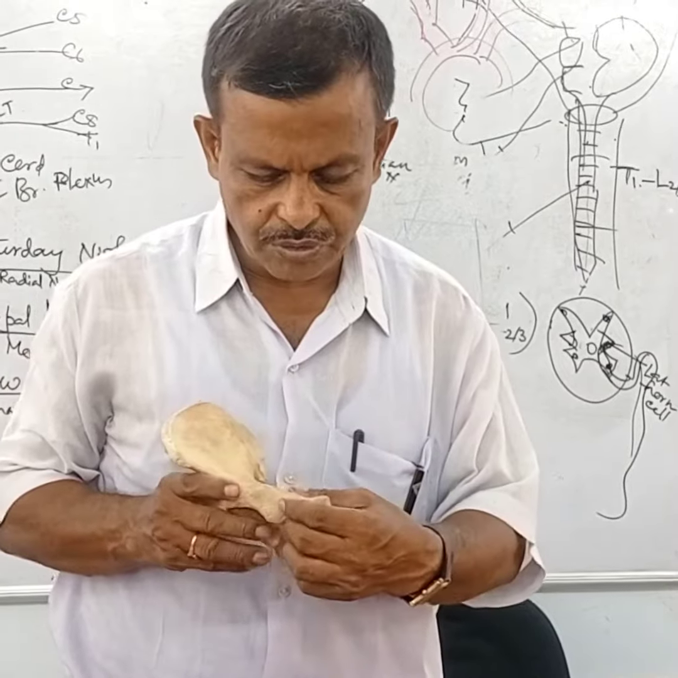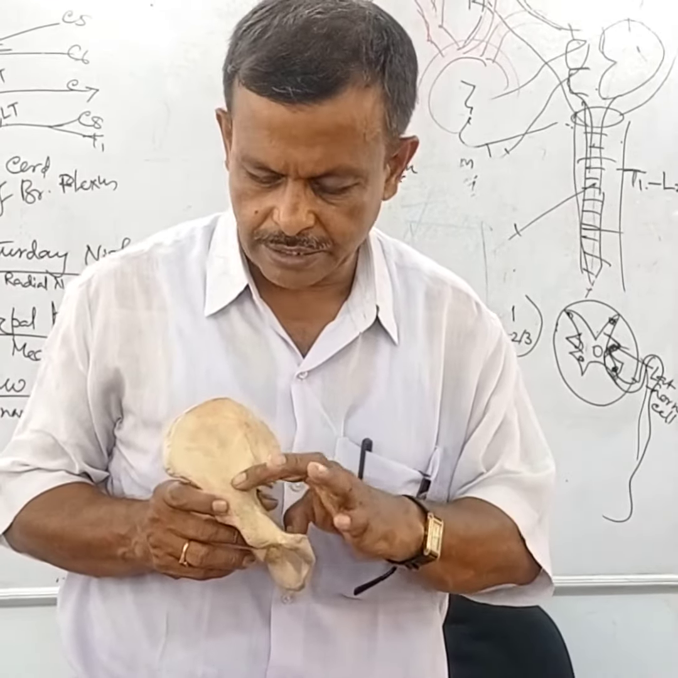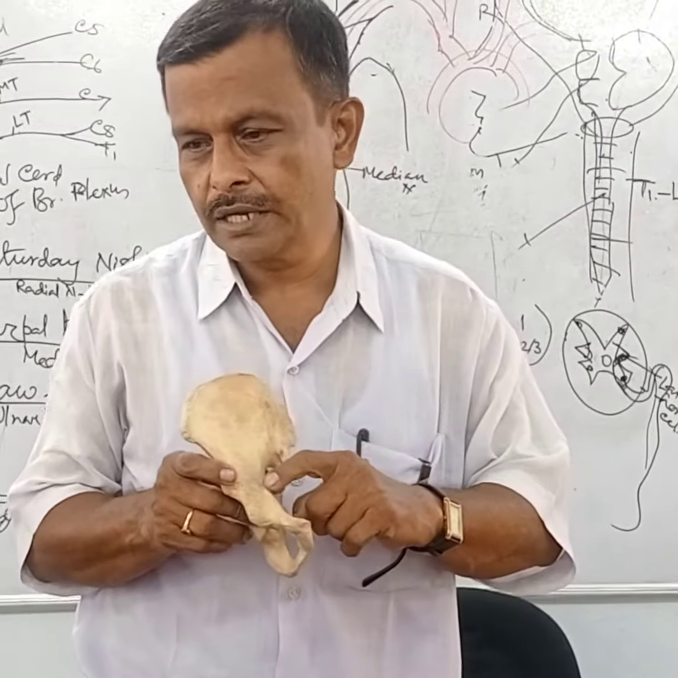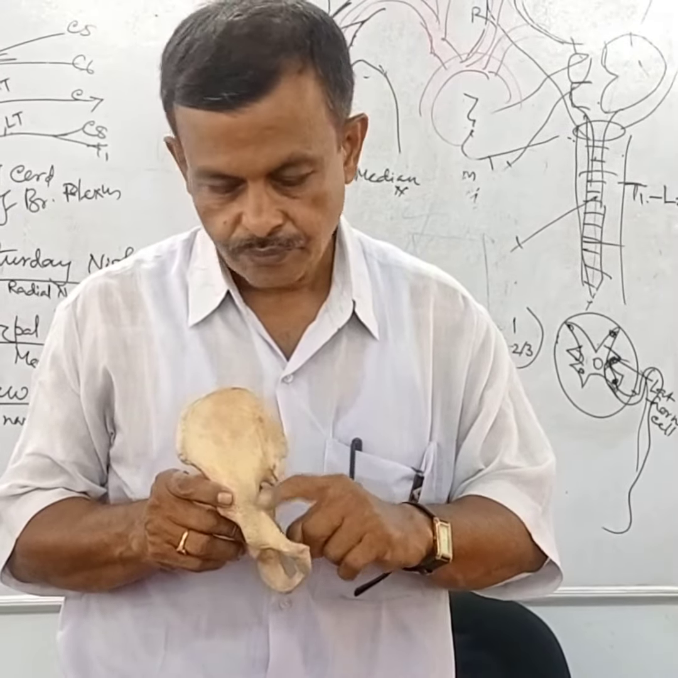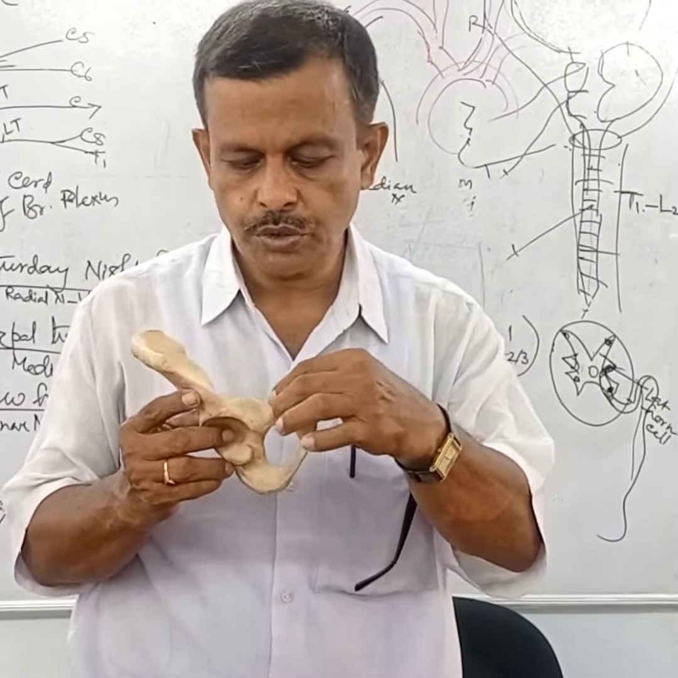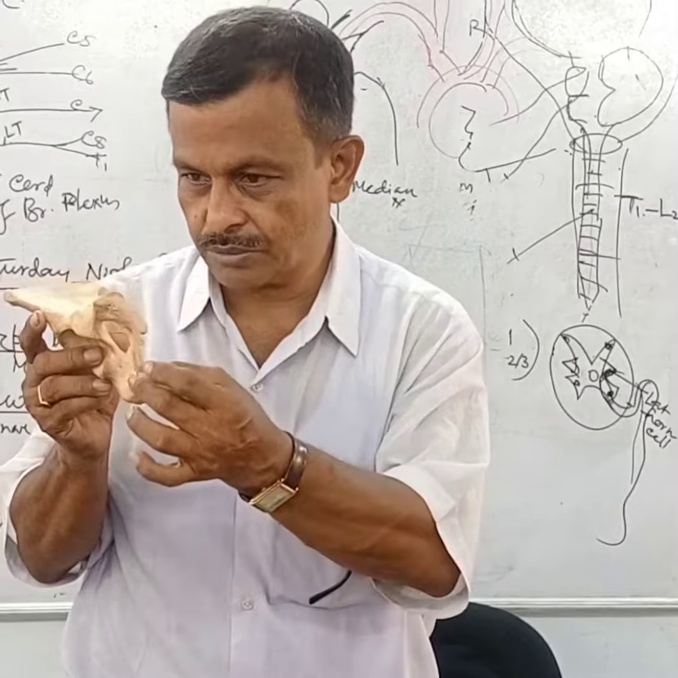Now, at the junction between the superior ramus of the pubis and the ilium, there is an elevation. That elevation is known as the iliopubic eminence. Now, the pubis has three parts: body of the pubis, superior ramus of the pubis, and inferior ramus of the pubis.